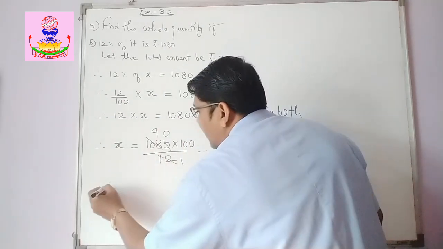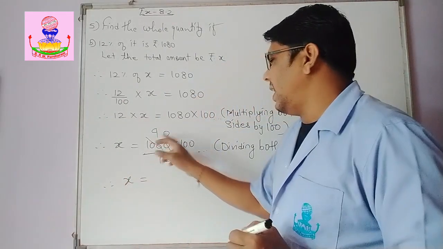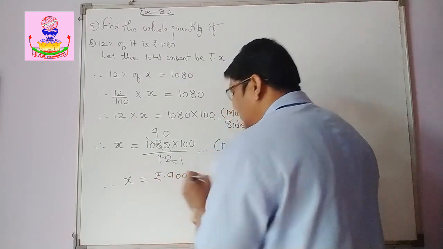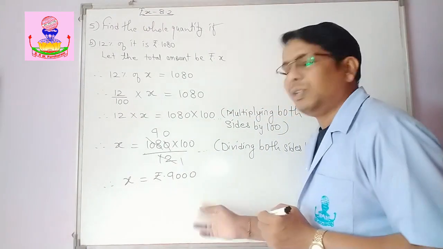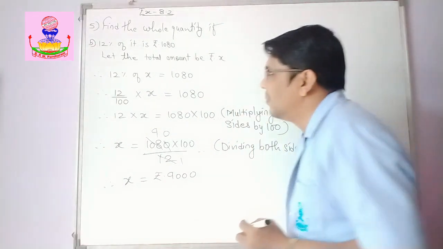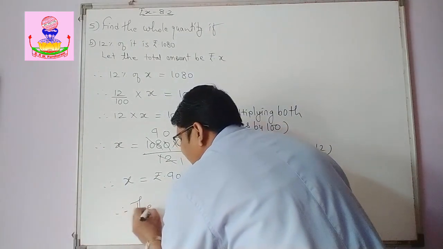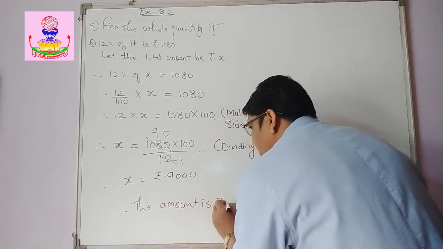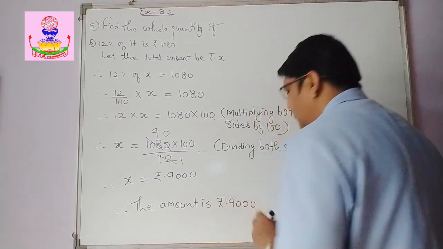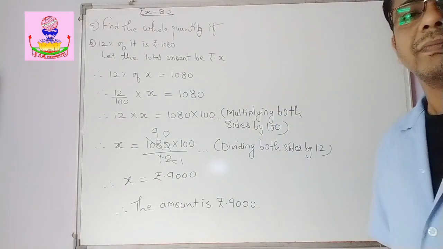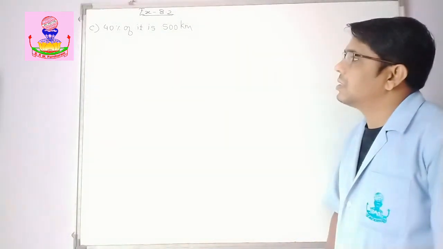Okay. So now you can cancel it. 12 ones are 12, 12 nines are 108. I know the table. 12 zeros are 0. Okay. So therefore, x is equal to 90 into 100. How much? Yes, 9,000. So therefore, 12% of 9,000 is 1080. So therefore, the amount is rupees 9,000. Okay. So let's move to the next example.